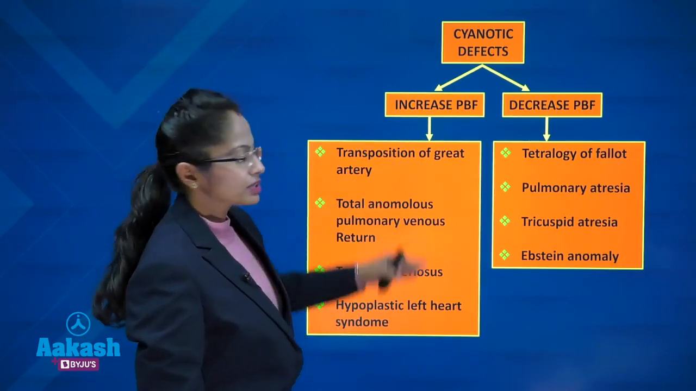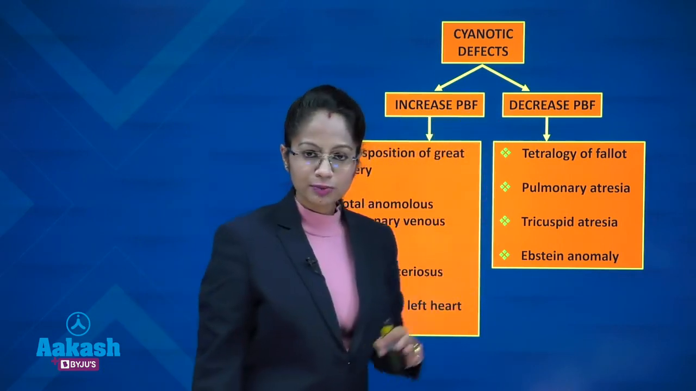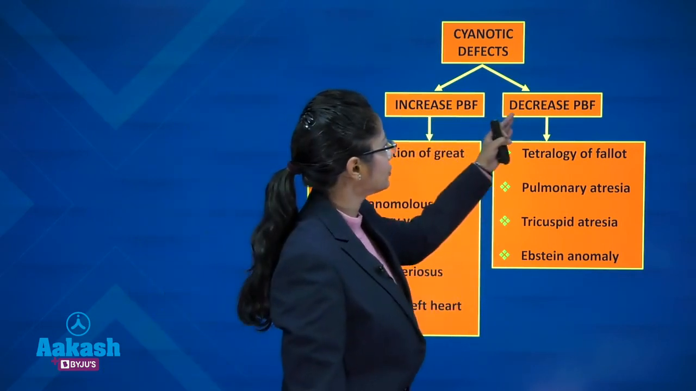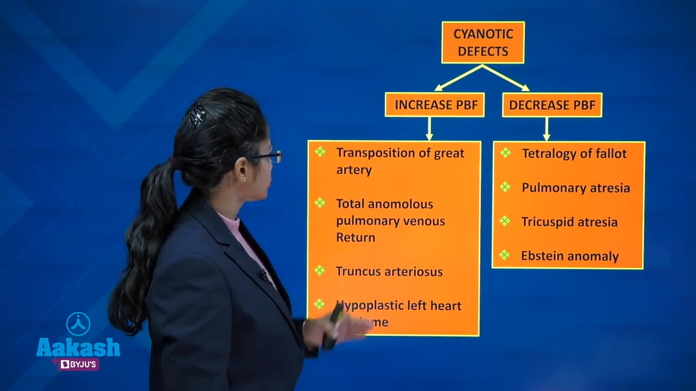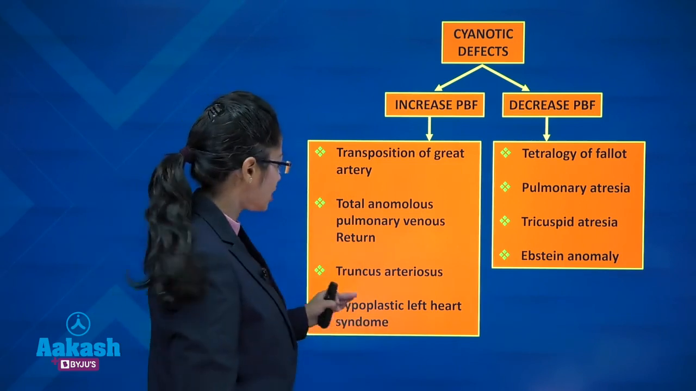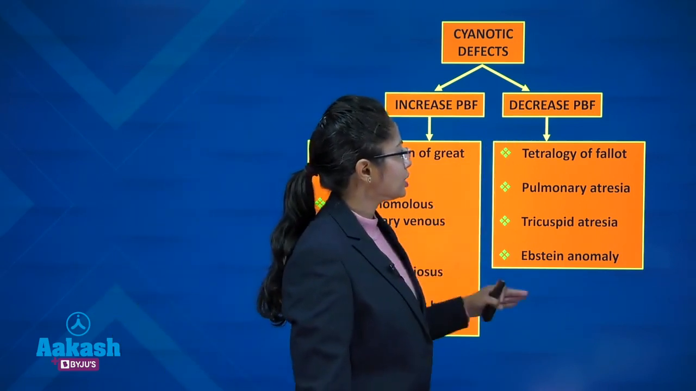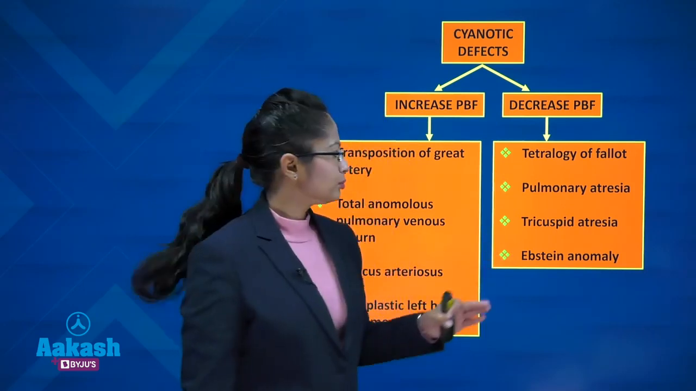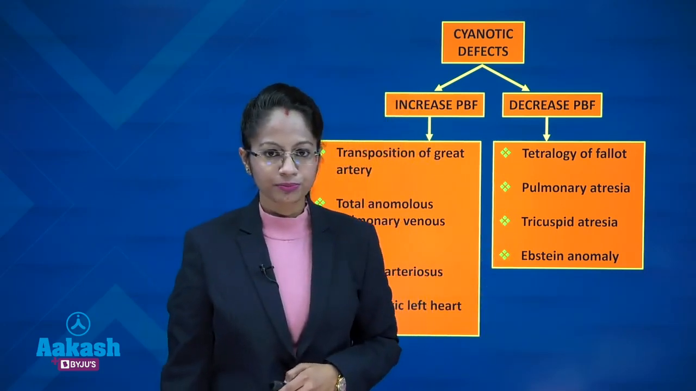Now, the cyanotic defects are divided into two categories: the defects associated with increased pulmonary blood flow and the defects associated with decreased pulmonary blood flow. In increased pulmonary blood flow, we have transposition of great arteries, total anomalous pulmonary venous return, truncus arteriosus and hypoplastic left heart syndrome. And in decreased pulmonary blood flow, we have tetralogy of Fallot, pulmonary atresia, tricuspid atresia and Ebstein anomaly. Thank you.